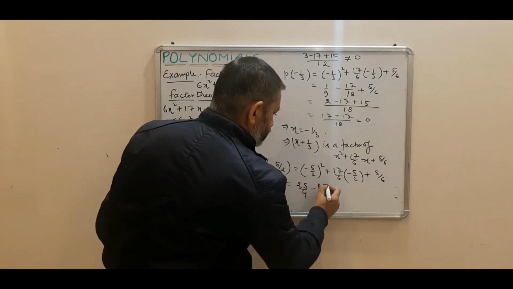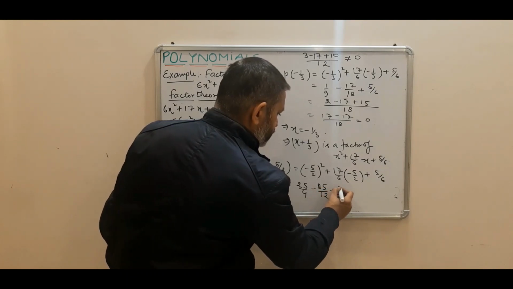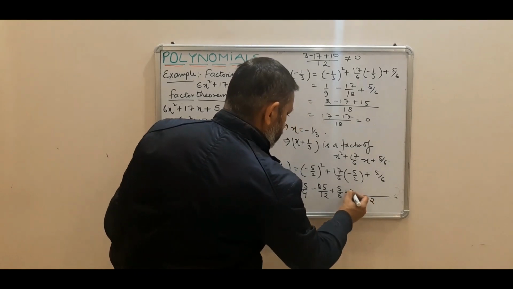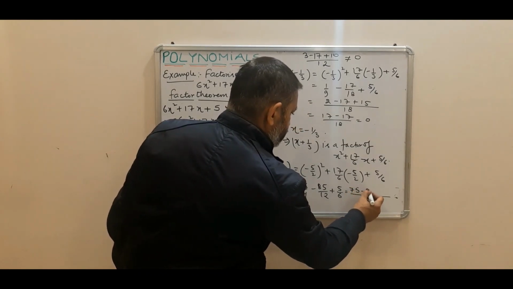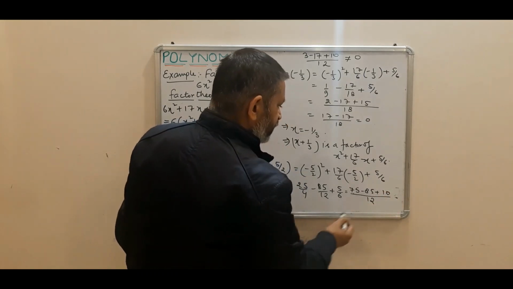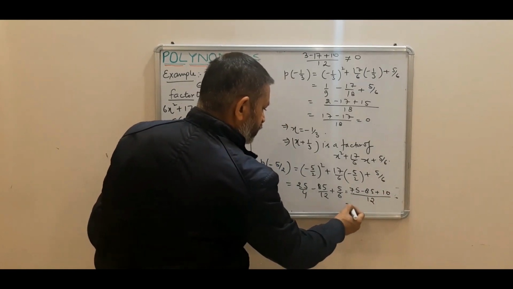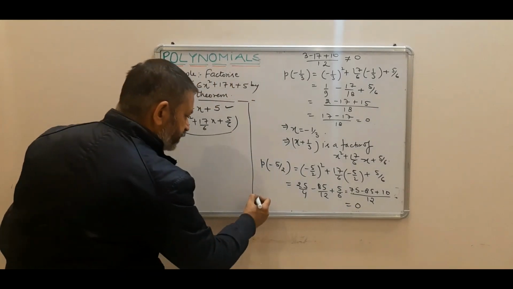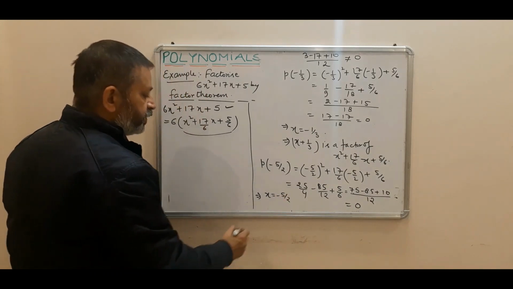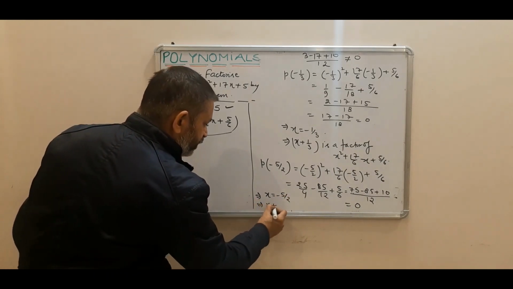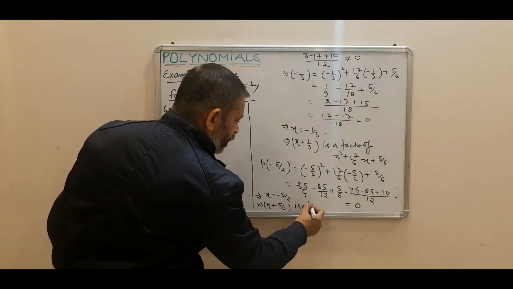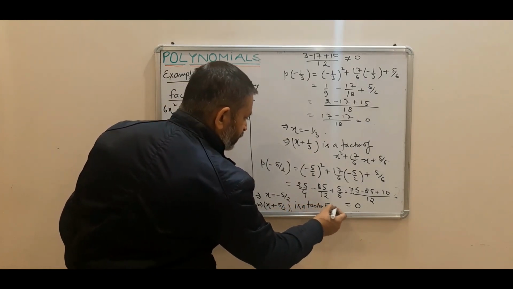17 into 5 is 85 upon 12 plus 5 upon 6. LCM will be 12 only. So it will become 75 minus 85 plus 10. 75 and 10 is 85. 85 minus 85 is 0. So it is coming as 0. It means on putting x is equals to minus 5 by 2, we are getting 0. So x plus 5 by 2 is a factor of this expression.